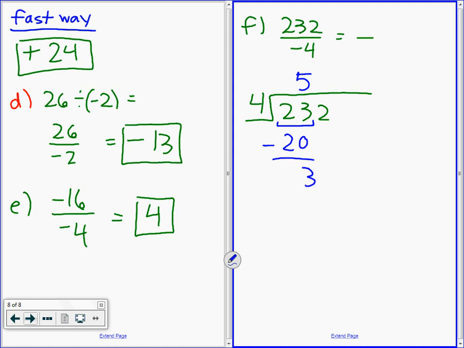So that turns into a 3. Then what you do, you're exactly right, you're going to bring down the 2. I use an arrow, but you don't have to. Okay, so the 3 turns into 32. Okay? Jonathan, how many times does 4 go into 32?